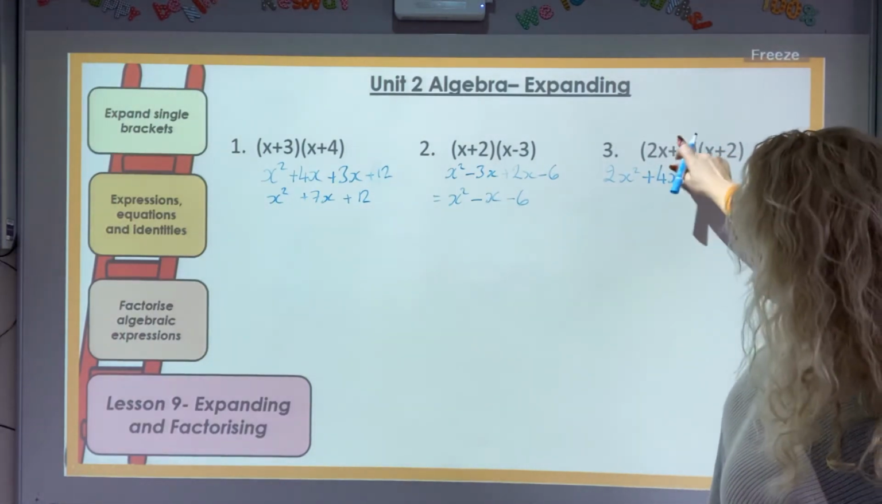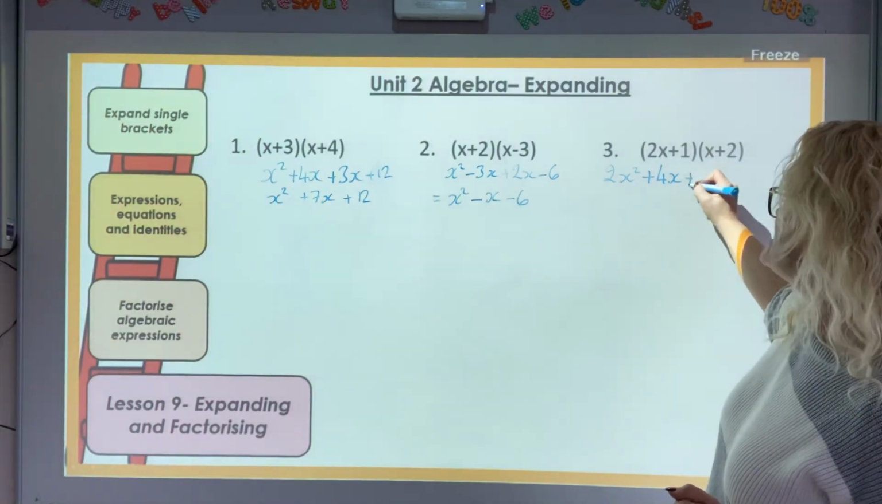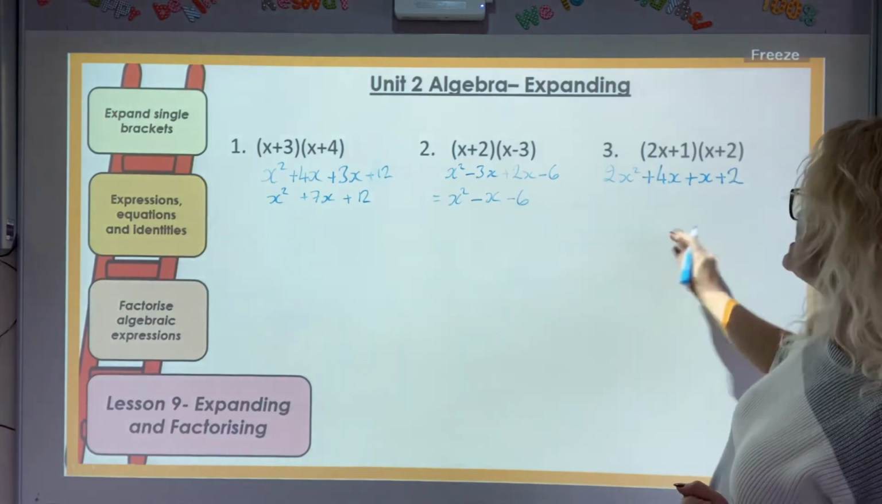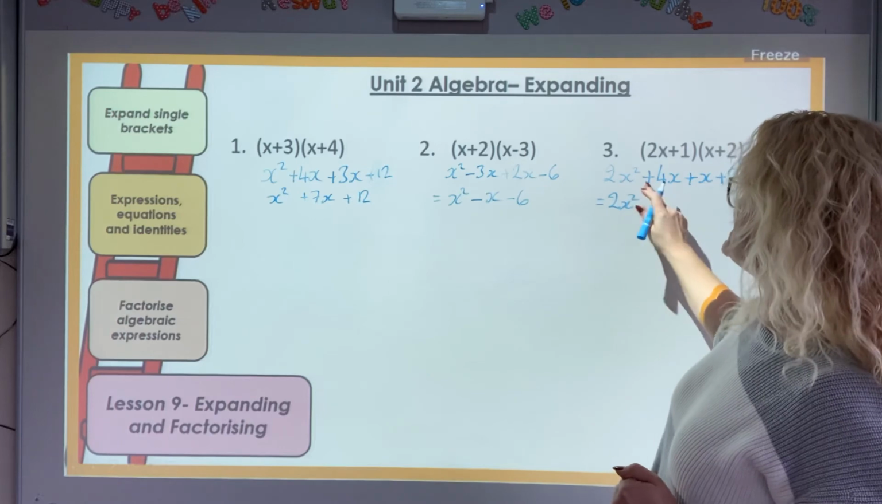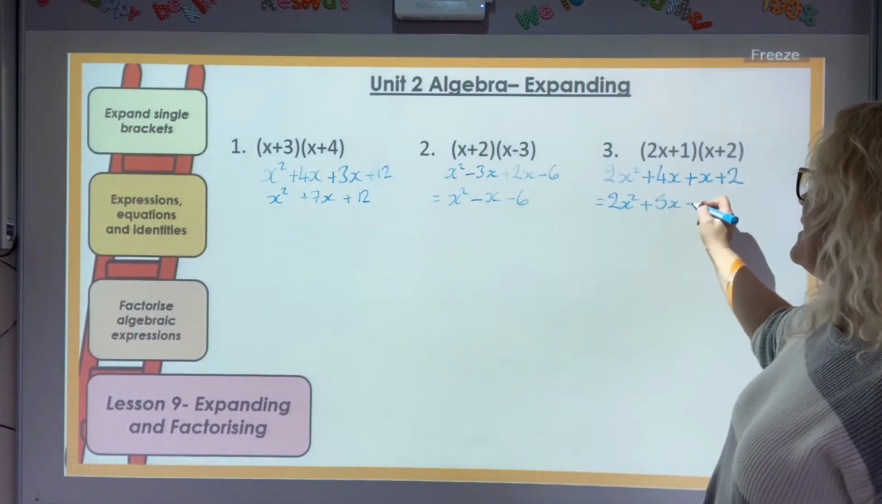Now we're going to multiply the 1 by both terms in this bracket. So we're going to have 1 times x is x, and 1 times 2 is 2. We have the 2x squared, 4x plus x is plus 5x, plus 2.